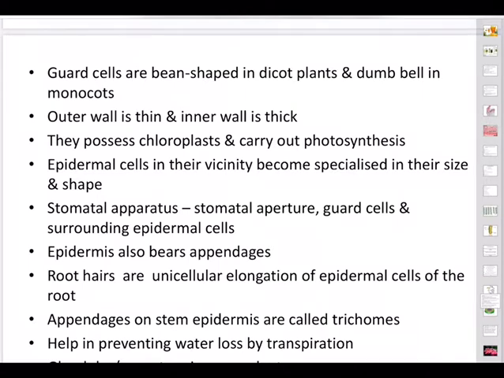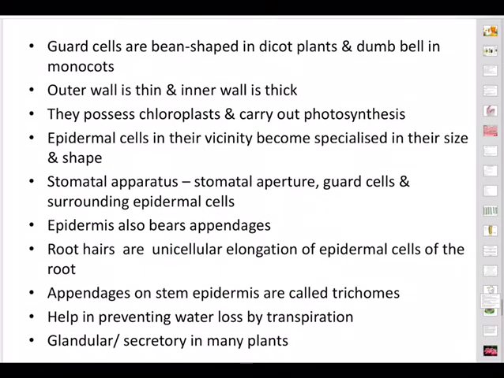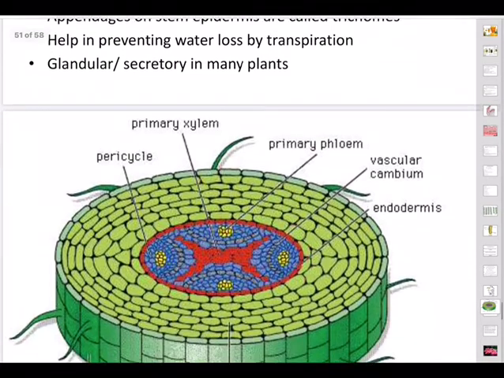The outer wall is thin and the inner wall is thick. They possess chloroplasts also. They carry out photosynthesis, and epidermal cells in their vicinity become specialized in their size and shape. The stomatal apparatus consists of the small aperture, the stomatal hole, guard cells and surrounding epidermal cells. Epidermis also bears appendages, as you have just seen in the diagram, root hairs. These are unicellular elongated epidermal cells. Appendages on stem are called trichomes, we will see in the next slide, help in preventing water loss by transpiration, and they are glandular, secretory in function.